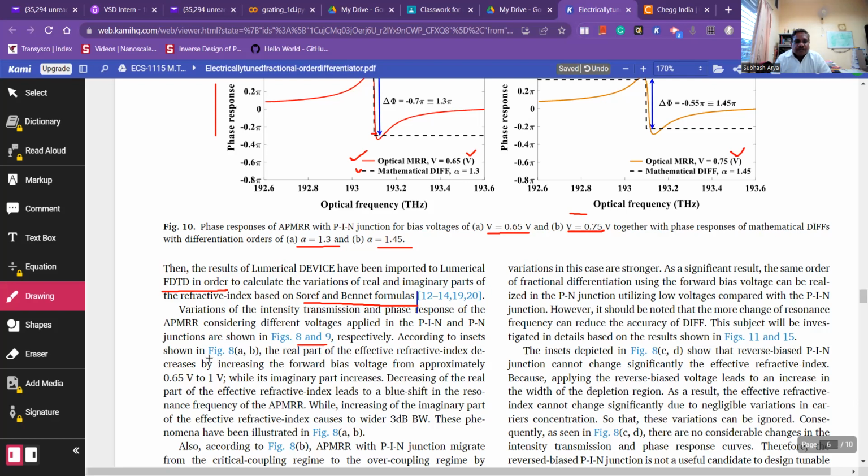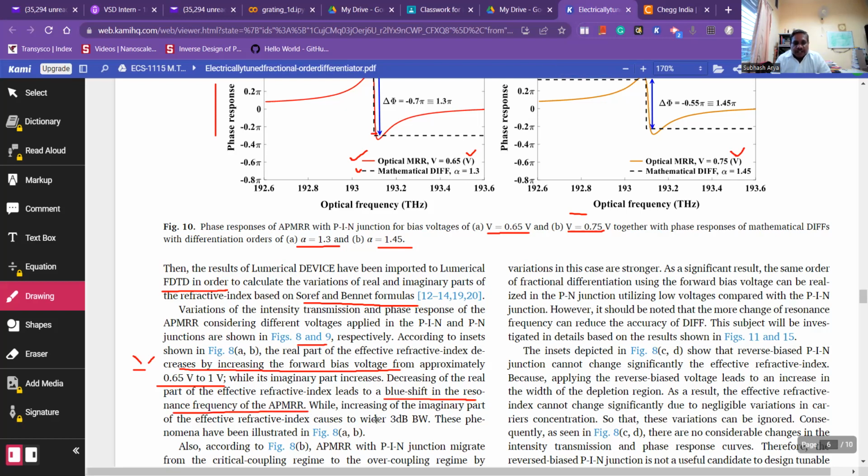According to the inset shown in figure 8 A and B, the real part of the effective refractive index increases by increasing the forward bias voltage from approximately 0.65 volt to 1 volt, while its imaginary part decreases by increasing the forward bias voltage from 0.65 to 1 volt. Okay, so there is an increase in the voltage, but there is a decrease in the real part of the effective refractive index, while the imaginary part increases. Decrease of the real part of the refractive index leads to a blue shift in the resonance frequency of the AMRR.